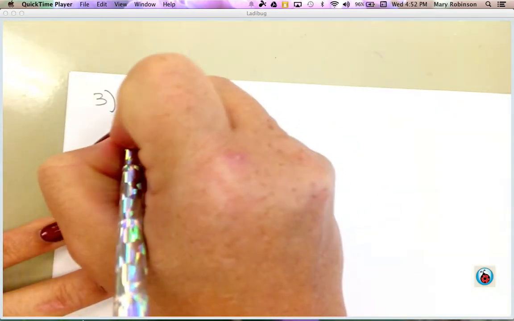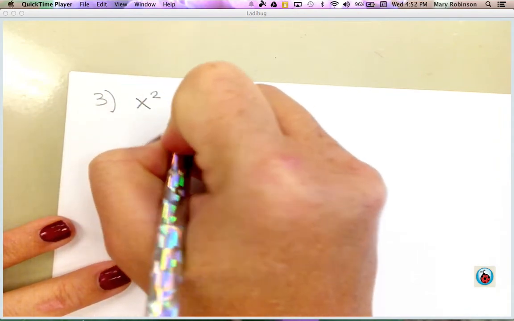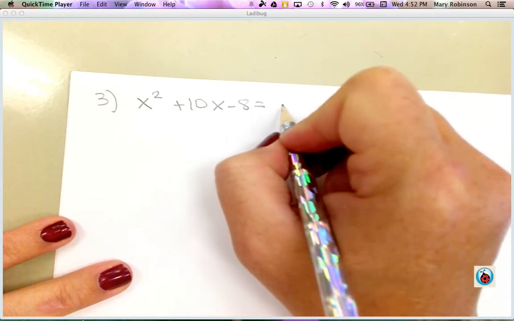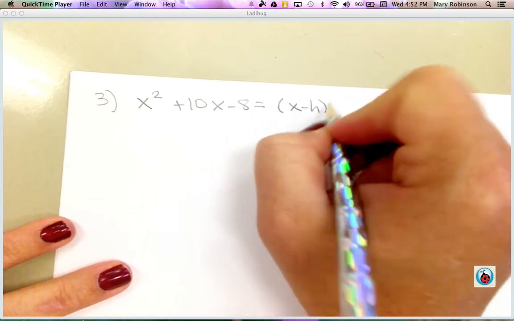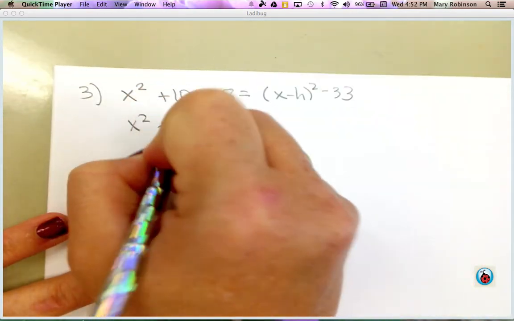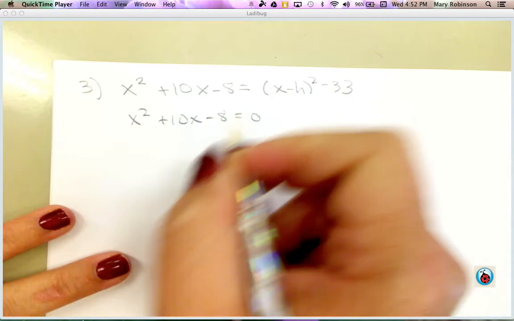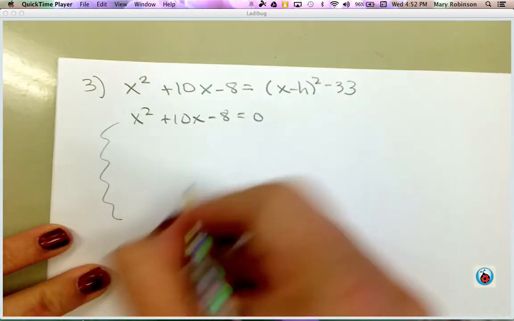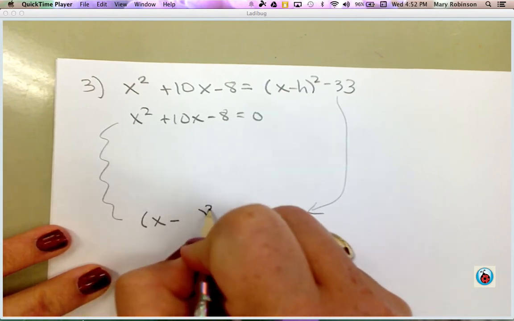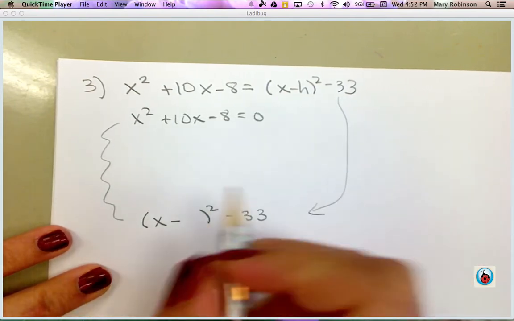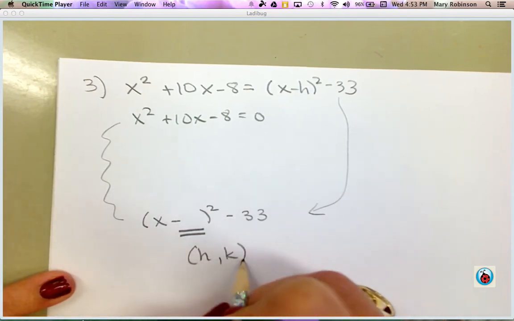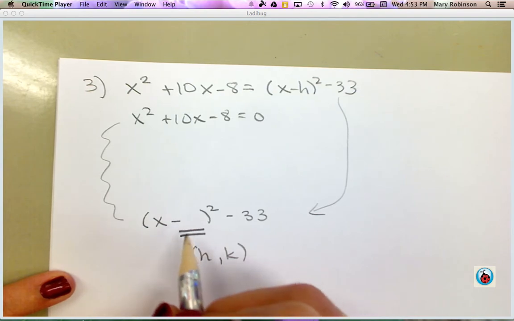3 asks you what value of h is needed to complete the square. So it might look a little funny, but all I'm saying is that if given x squared plus 10x minus 8 equals 0, when you come down and do your steps in vertex form, you should end up with x minus something squared minus 33. So all I'm asking you is what is this number? Because remember, this is our HK, comes from switch keep. So I'm asking you, what is this number?